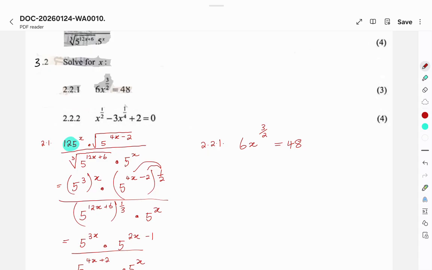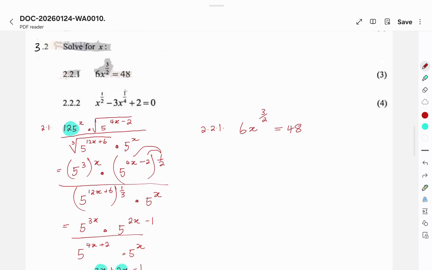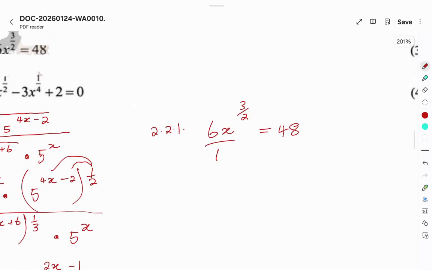2.2 says solve for x. We're doing this. Now we are going to 2.2. Solve for x, and we're given that we have that one. So if you note here, you can divide by 6 both sides, so that you have x to the power of 3 over 2, and that is going to be equal to 48 divided by 6. 6 times 6 is 36, then plus 12, so it's going to be 8.